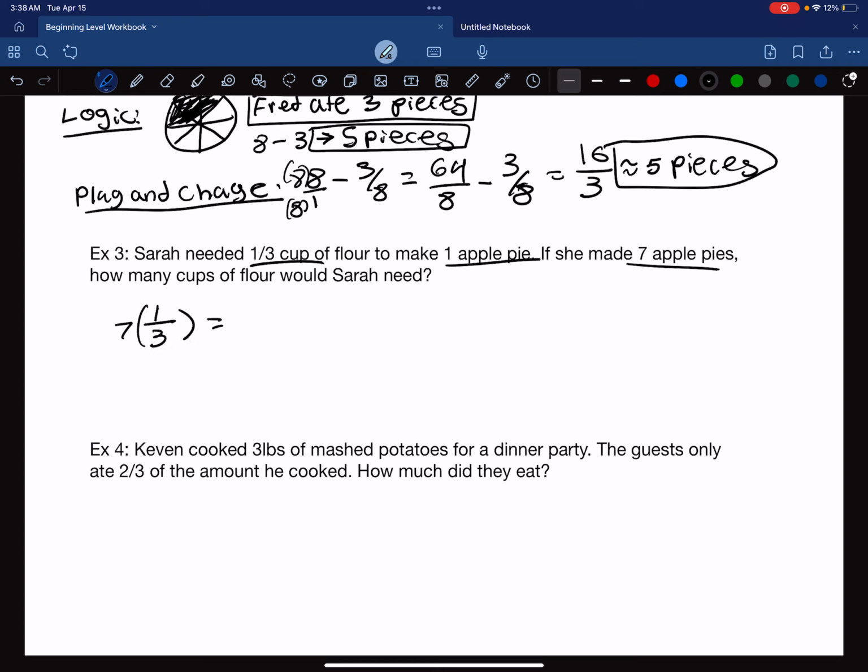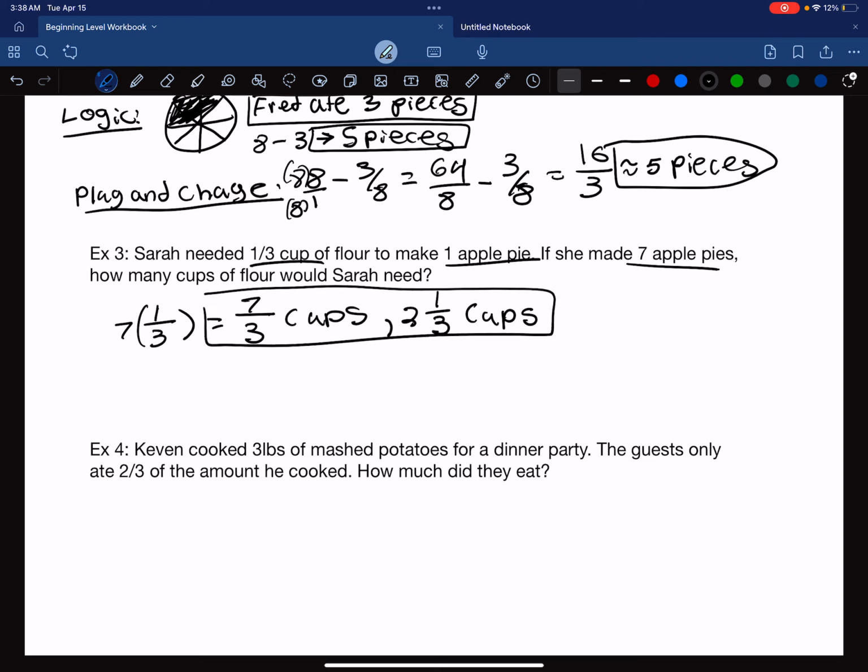So we get 7 times 1, which is 7, and we put that over 3. So we have 7/3 cups. Or if we want to convert it into a mixed number, we can multiply 3 by 2 to get to 6. And then the difference between 6 and 7 is 1, and we're going to put that over 3 as the denominator. So we get 2 1/3 cups. And that's your answer for this one.